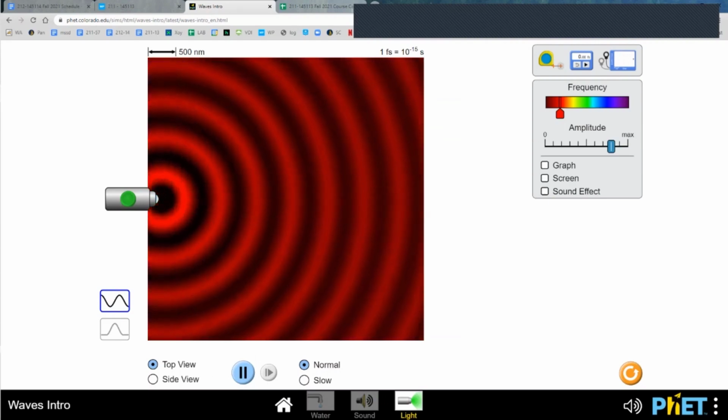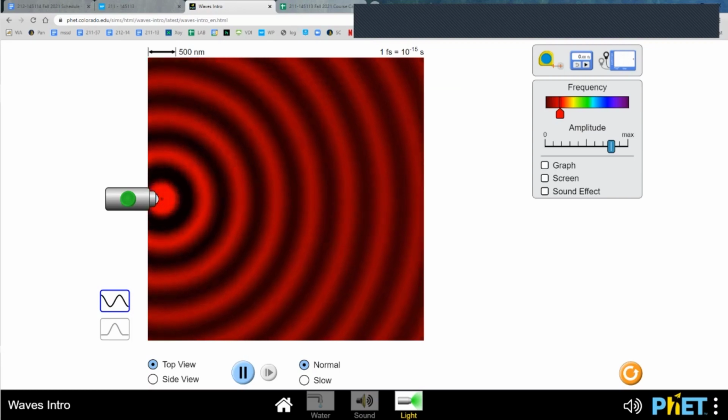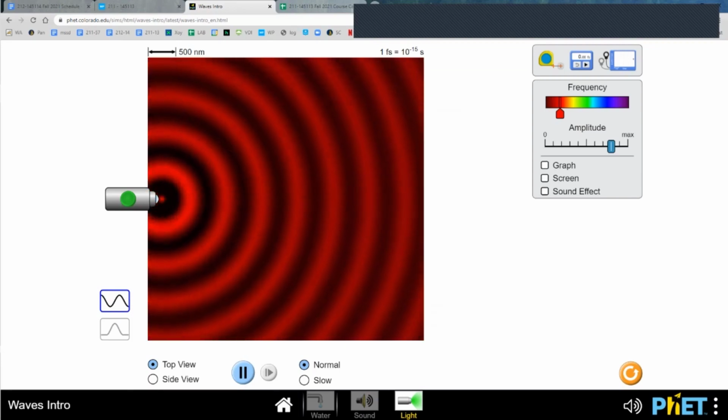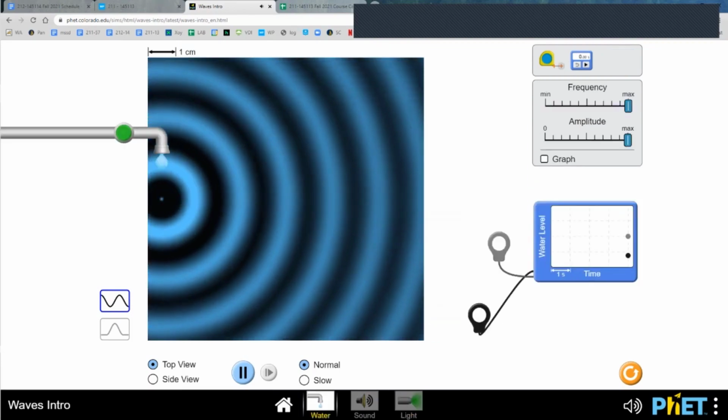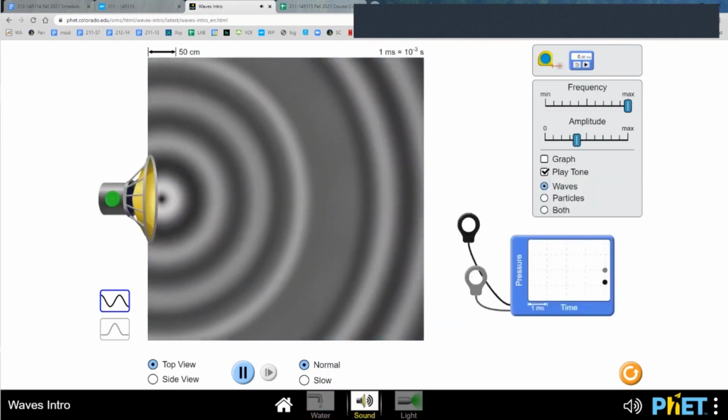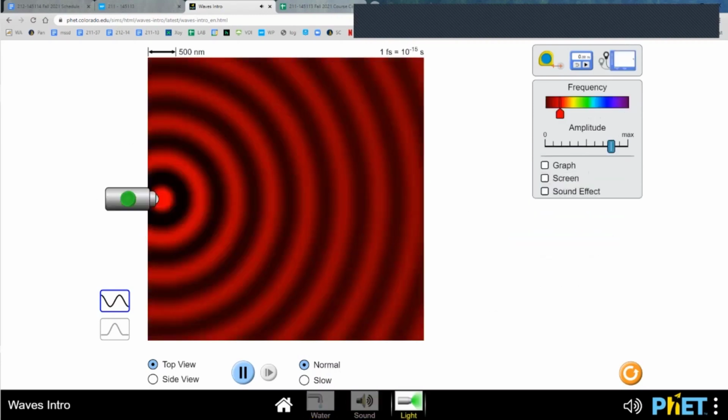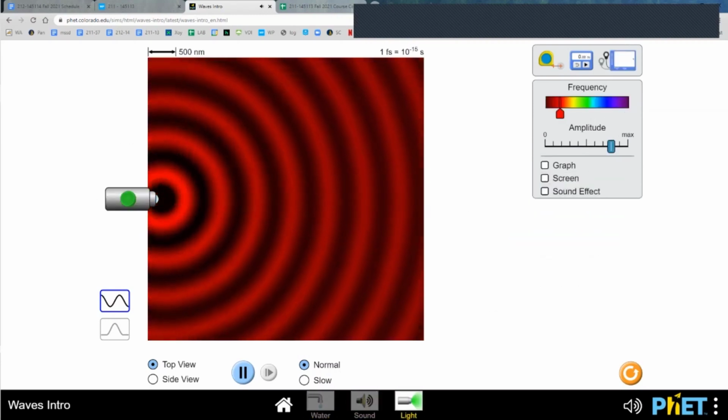wavelength. Right. Okay. So anyway, those are the three kinds of waves in basic form. There's a water wave, a sound wave, and a light wave. And this is just one kind of wave.